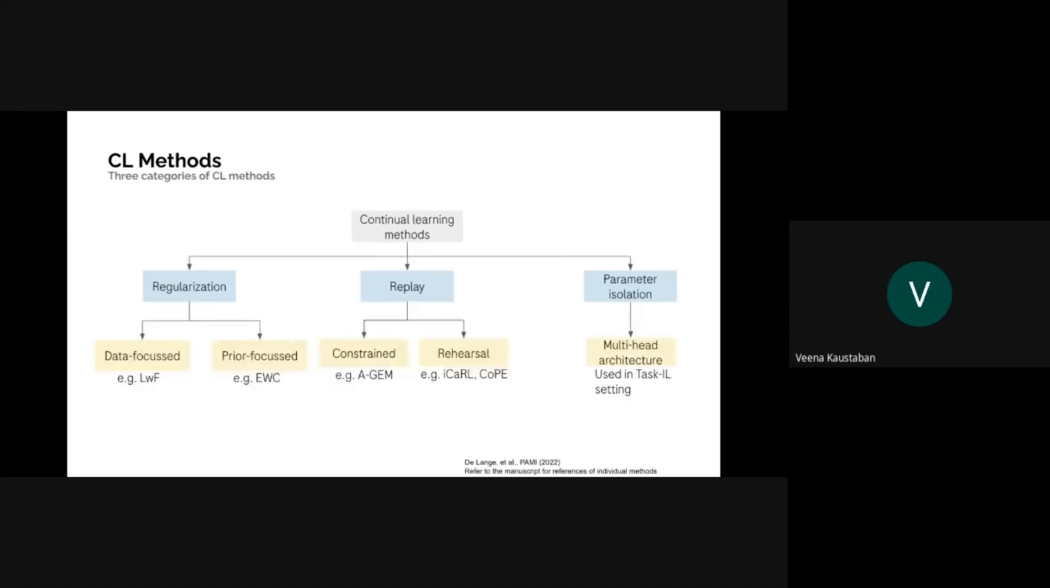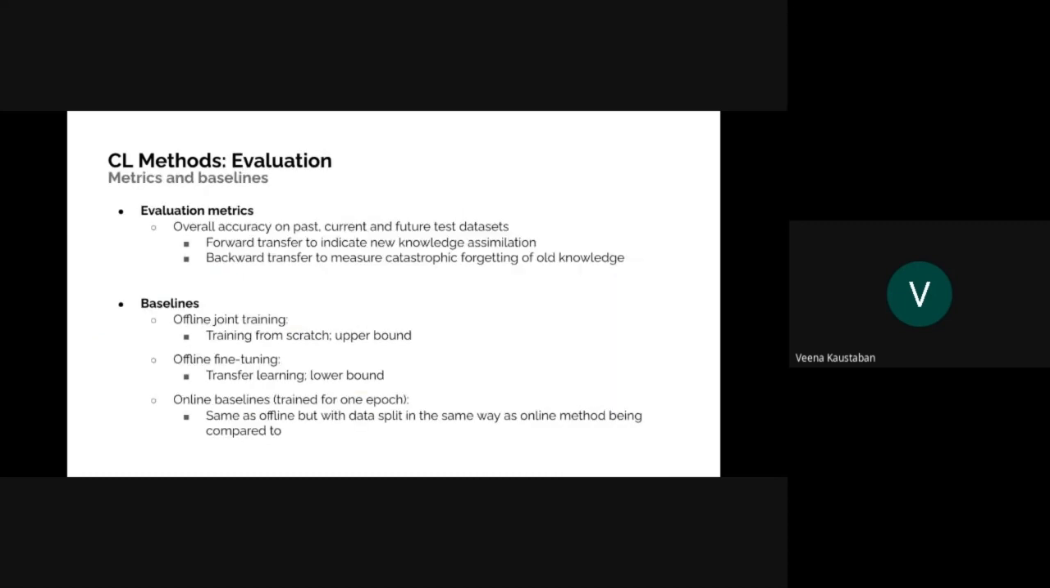Listed on this slide are methods we tested and compared with baseline in our work. AGEM and COPE here are online methods. We evaluated accuracy on past, current, and future test data sets as a way of evaluating the following metrics. Forward transfer, where we evaluate performance on current and future data batches to see how well the model assimilates new information, and backward transfer, where we evaluate on past batches as a way to quantify catastrophic forgetting. We want to make sure that the 2 are balanced and one is not improving at the cost of another as much as possible.